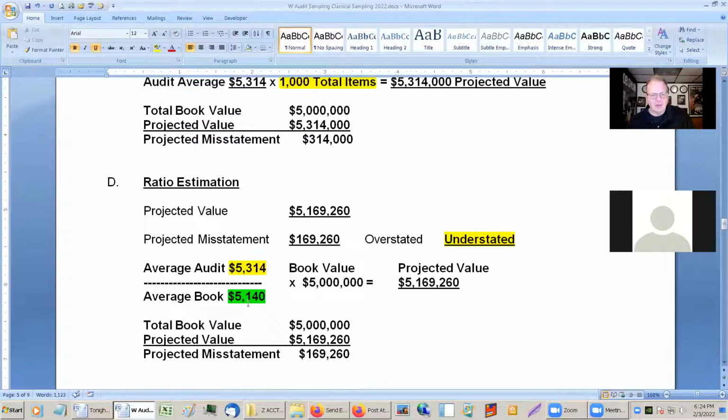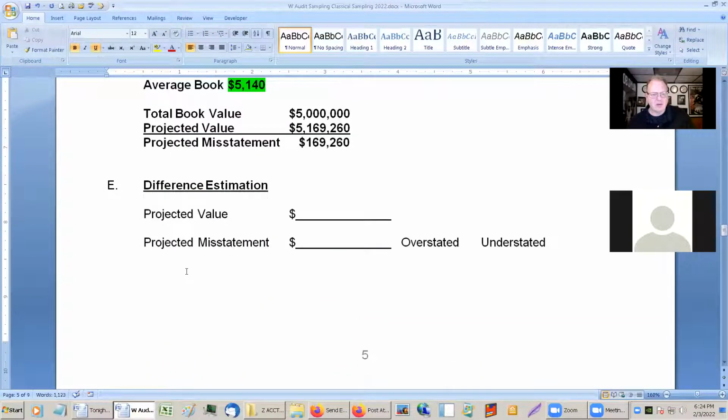Okay. The strange thing about this one is we find the misstatement first, and then we back into the total projected value. All right, so we have our audit value. This is the average audit.